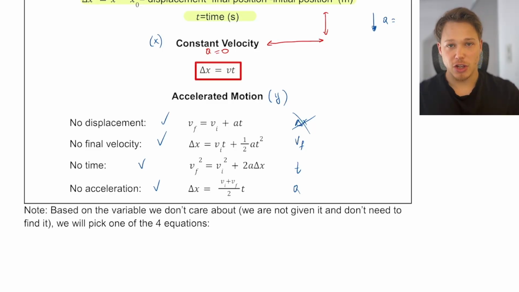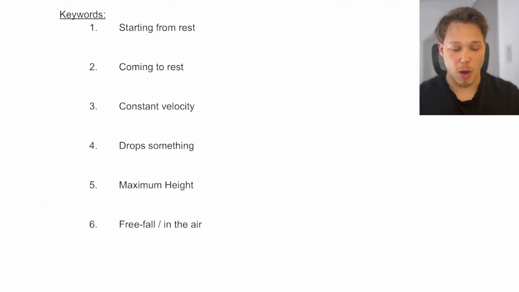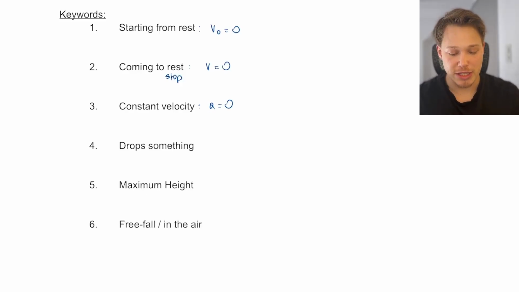Now, let's also take a look at the keywords that we need to keep in mind as we're setting up these problems. So, when you read the problem, I want you to be able to identify these keywords. If the problem says starting from rest, that means initial velocity is 0, right? At first, the object is not moving. If the problem says coming to rest or coming to a stop, that means that final velocity is 0. If we're saying that velocity is constant, that means acceleration is 0, although that will not be the case for these types of problems. If something is dropped, usually initial velocity is also 0.